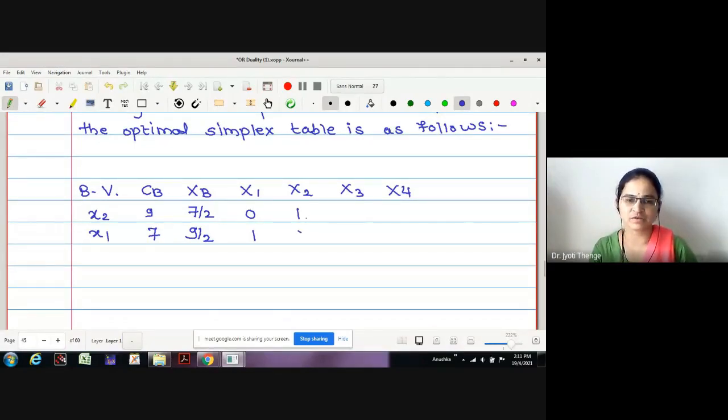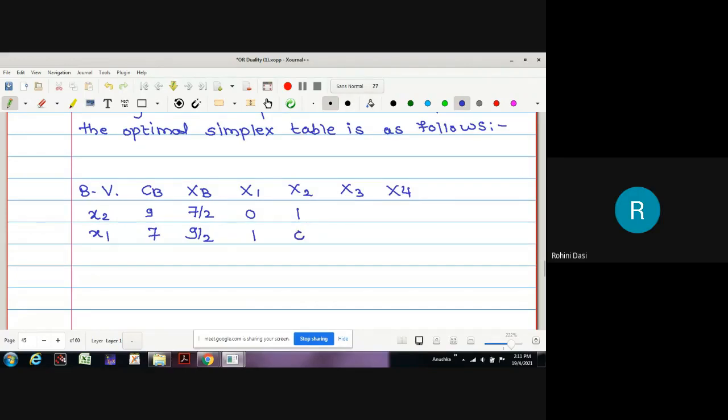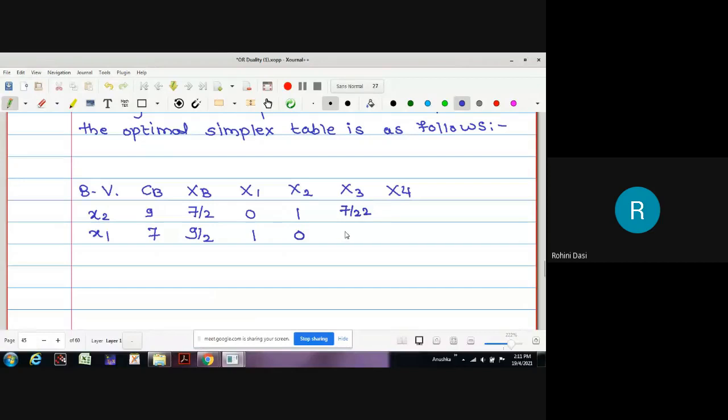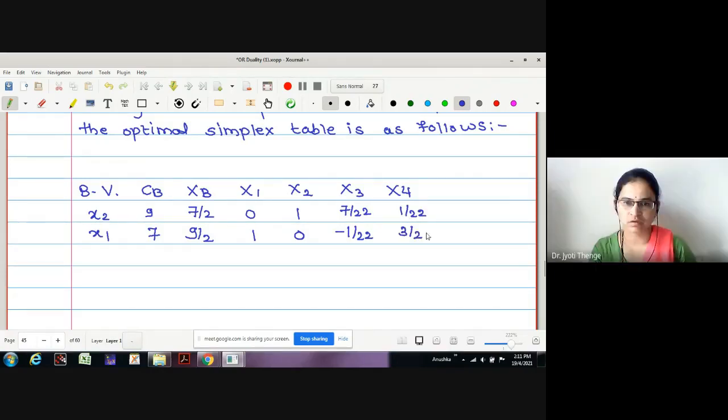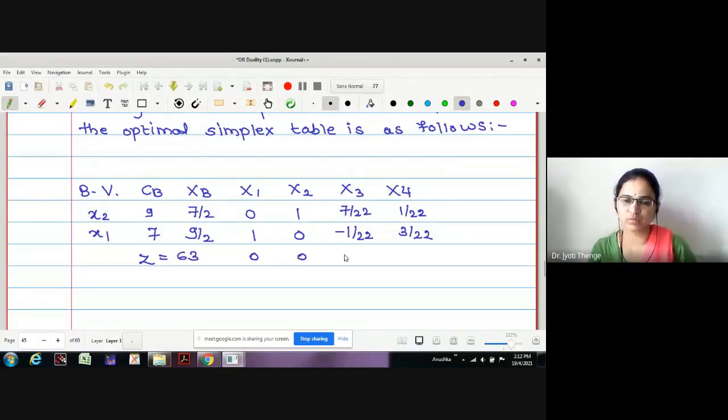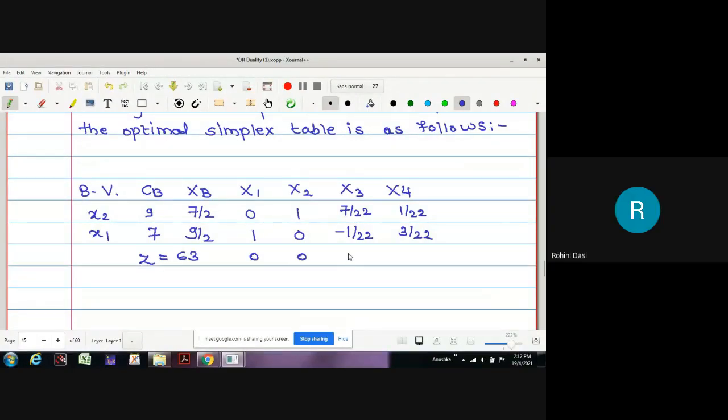Tell me the entries of X3. 7 by 22, minus 1 by 22. What for X4? 1 by 22, 3 by 22. Okay, good. And the result at this stage is 63, no? Net evaluations here are 0, 0. The net evaluation for X3 is 28 upon 11, and for X4 it is 15 by 11.